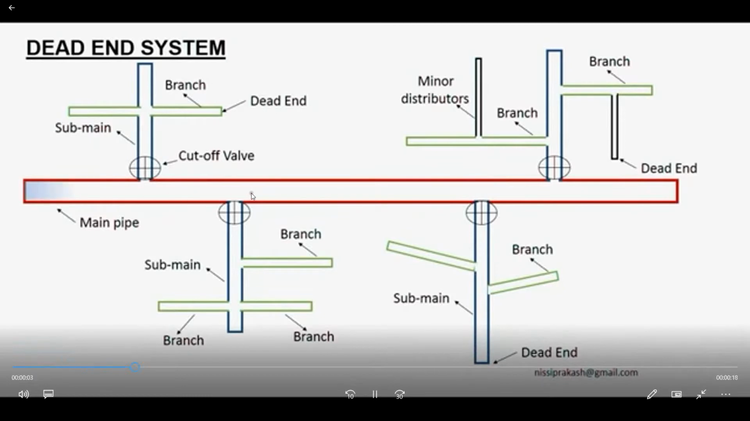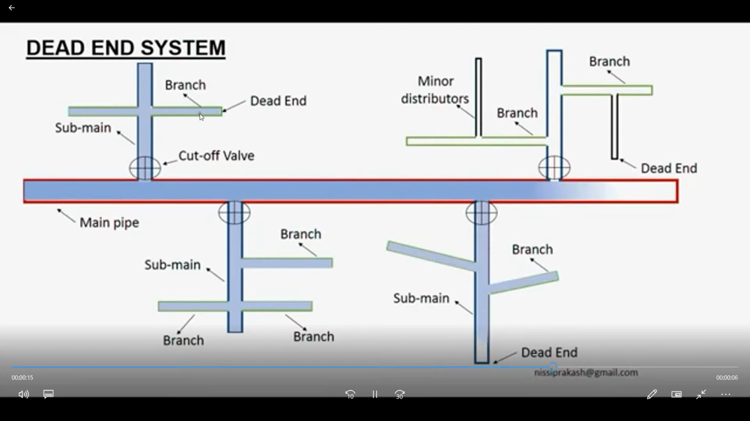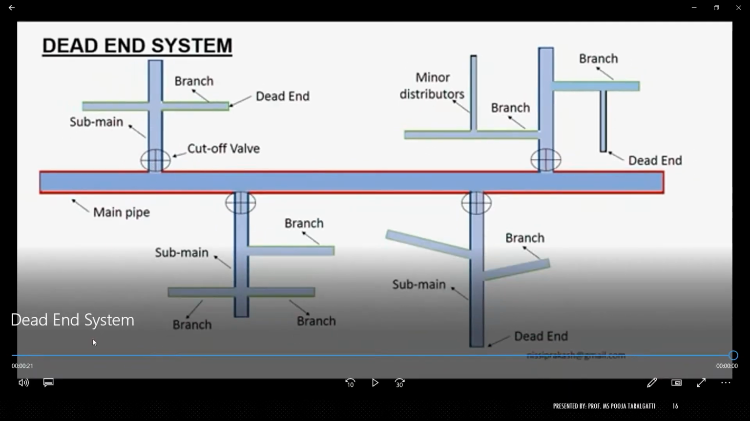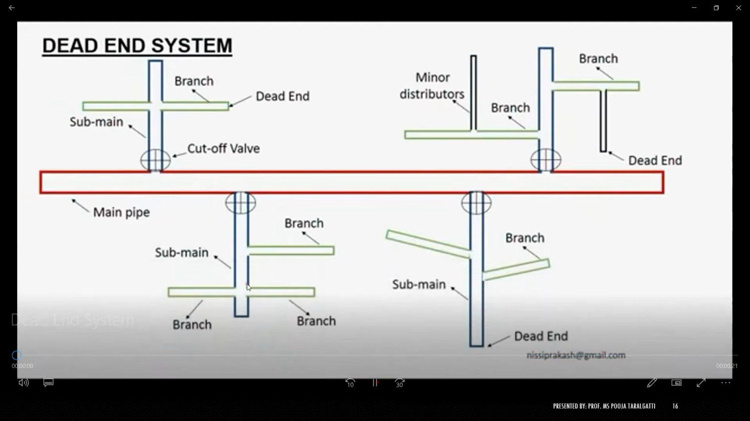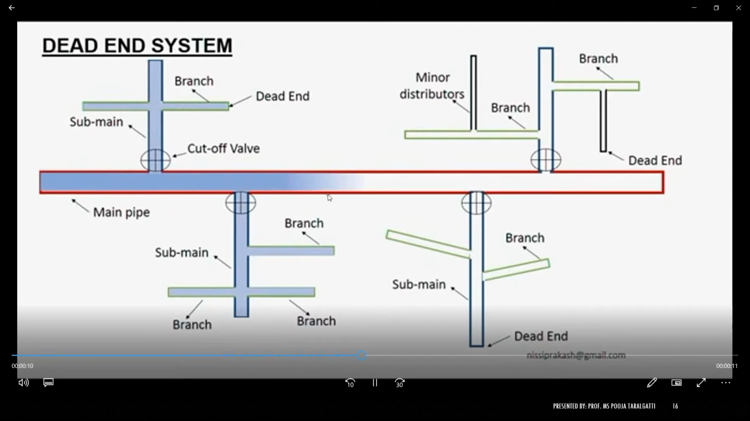Now here in red is the main pipeline. It is divided into submains and branches. This circle is a cutoff valve. If this valve is closed, your water will not travel further to submains and branches. As you can see in this example, your cutoff valve is open, so your water is flowing to every submain and branch. Water is coming, valve is open, it travels to the submain and then the branches. Likewise your dead end system will work.